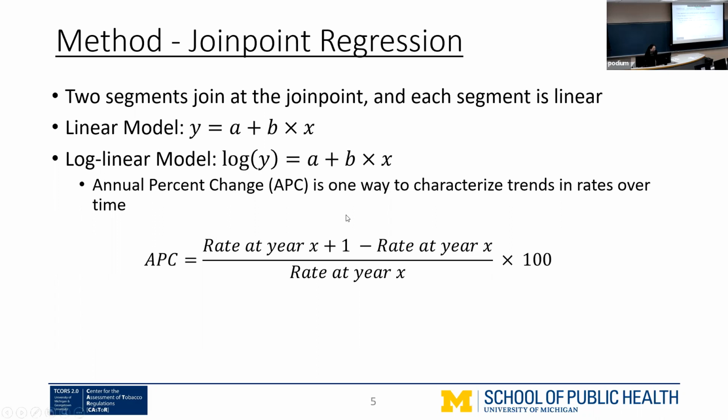So using the log linear model, y will be the exponential of a plus b times x, right? So just plug in that form here. Then with some algebra, you will get this, right? Using that log linear model, we estimate this coefficient b here. And then using this b, you can compute the annual percent change for that segment. The Joinpoint program will provide this estimate when you use the log linear model.